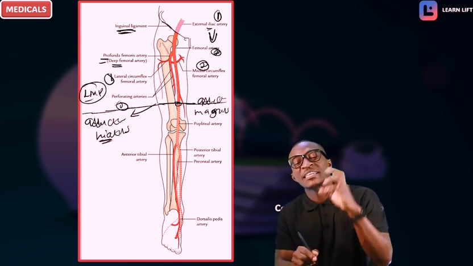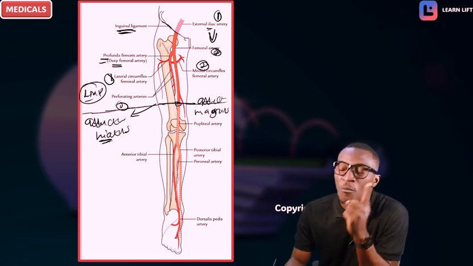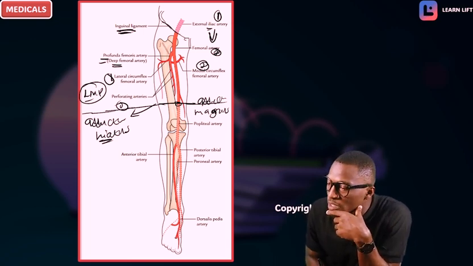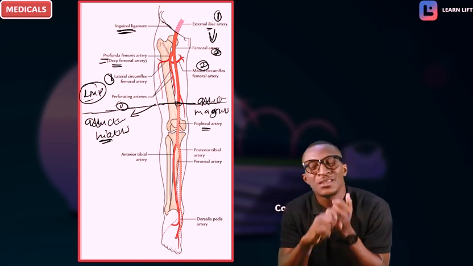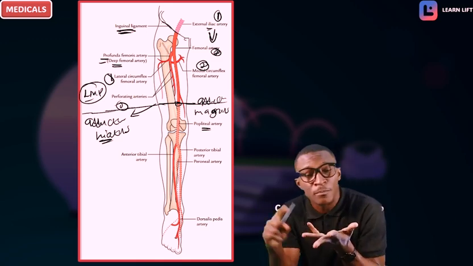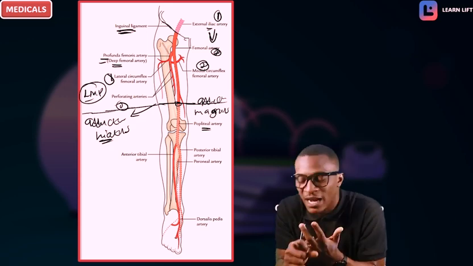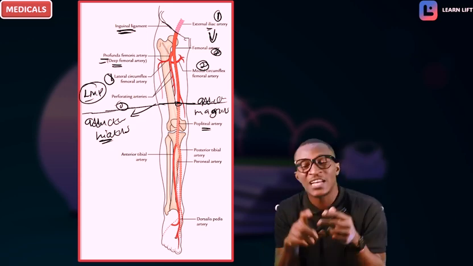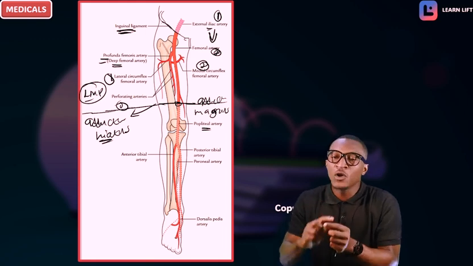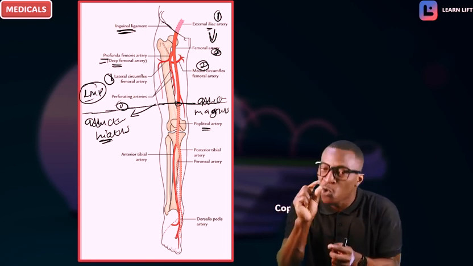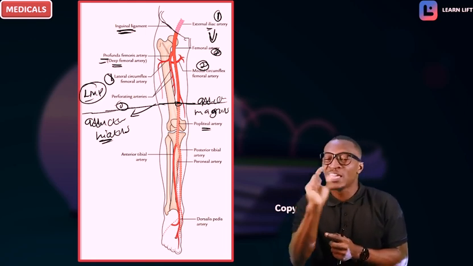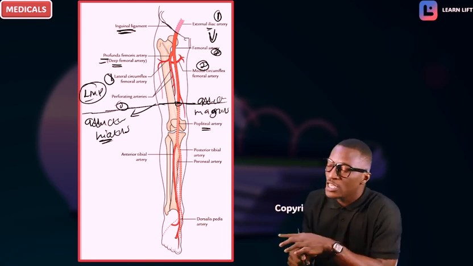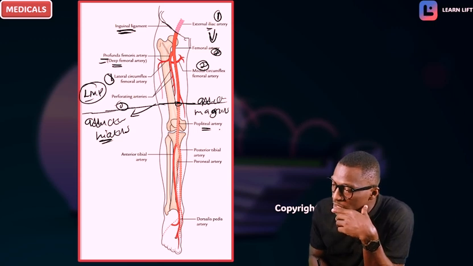Immediately you get to that adductus hiatus, it stops being the femoral artery and becomes the popliteal artery. Everybody, at what point does the femoral artery become the popliteal artery? The adductor magnus, or you say the adductor hiatus. The adductor magnus is a muscle. That muscle forms a ring or hole shape. That hole is called the adductus hiatus. The word hiatus is like a hole. Do you understand? So it now becomes the popliteal artery.